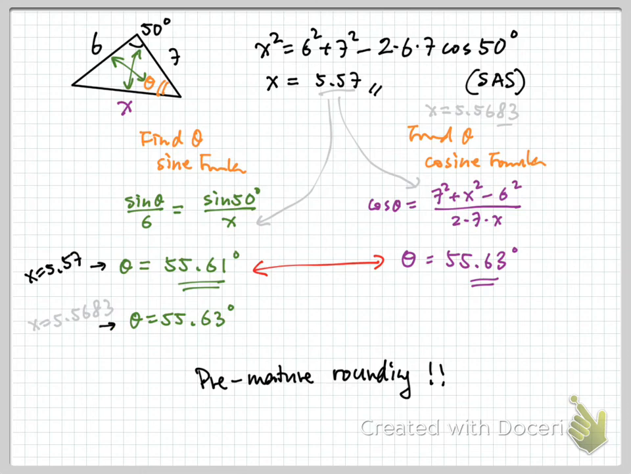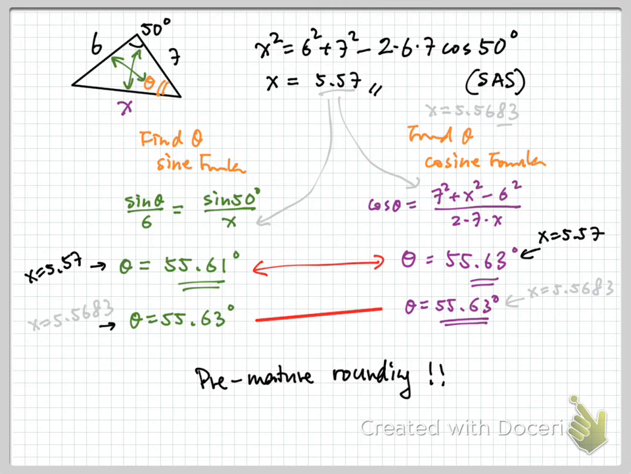Let's check that on the cosine part. If I use a more accurate value for x, theta comes out the same. The first time on the calculator I used x as 5.57. The second time I used a more accurate value, 5.5683. So now these two answers agree with one another.